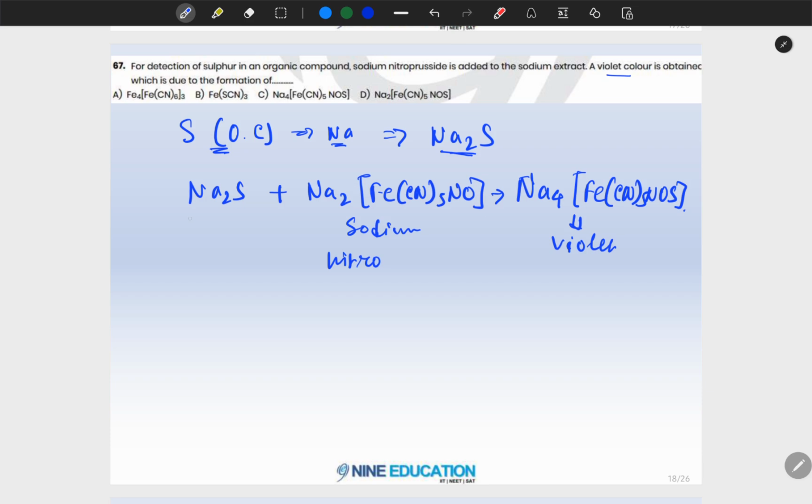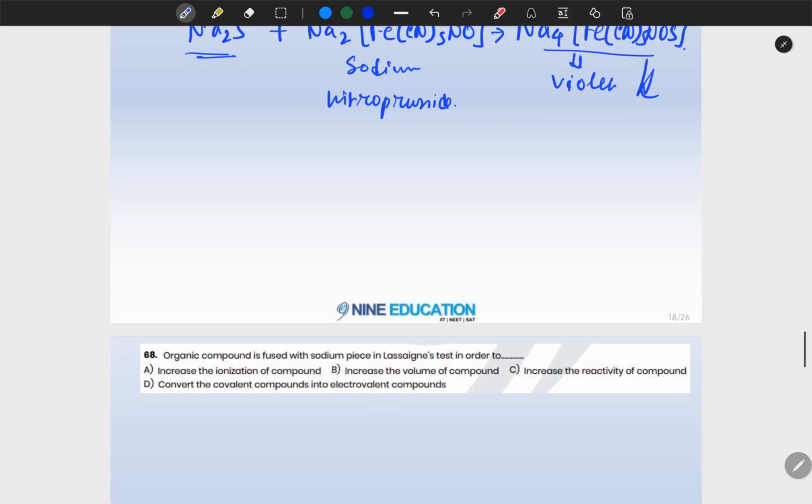This sodium sulfide formed from this reaction will react with sodium nitroprusside, resulting in the formation of this violet color complex, and this is actually sodium thionitroprusside. So obviously option C is the correct answer. Let's proceed to the next question over here.